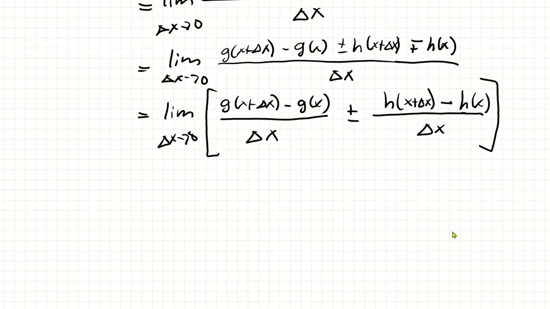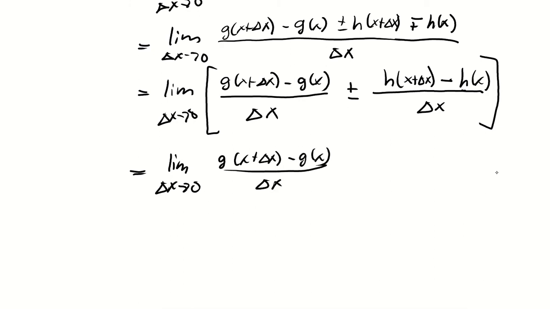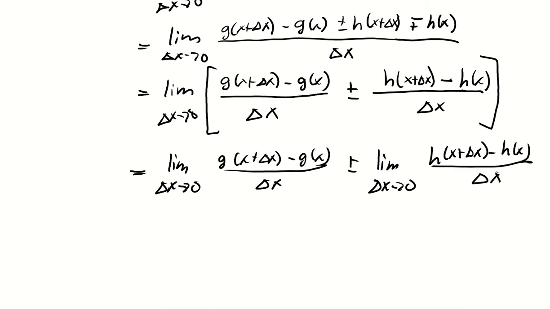Then by the property of limits, we can distribute the limit. So this will be the limit as delta x approaches 0 of g of x plus delta x minus g of x all over delta x, then plus or minus the limit as delta x approaches 0 of h of x plus delta x minus h of x all over delta x.